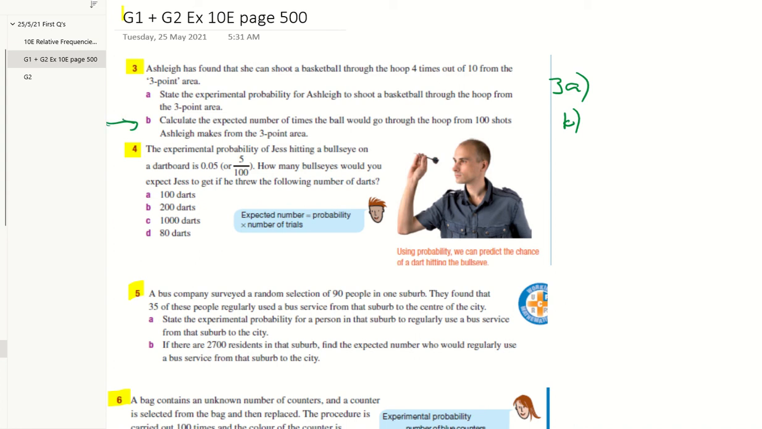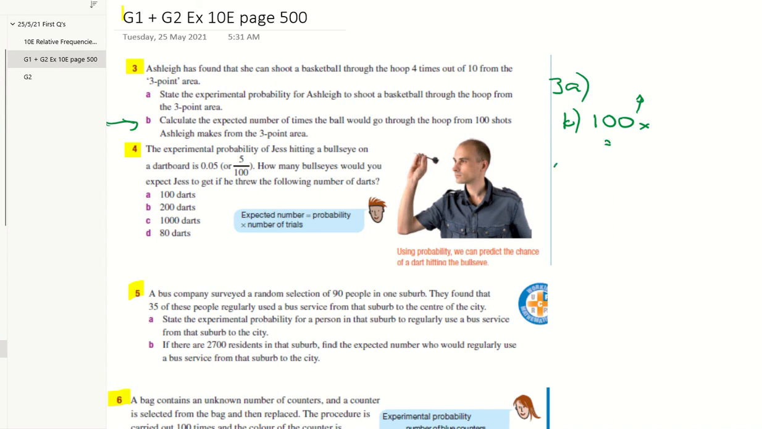Now the next one you're doing, 3B, is going to be the expected number of times the ball will go through the hoop from 100 shots. So you're going to multiply what you got in A by 100. It's going to be 100 times this answer up here. You'll put that in your calculator and you write the answer in your book.